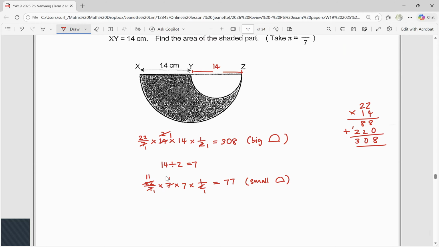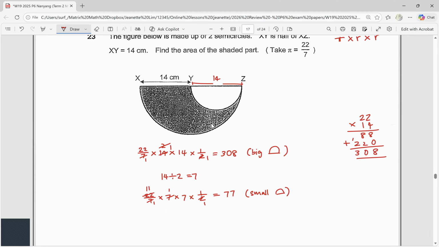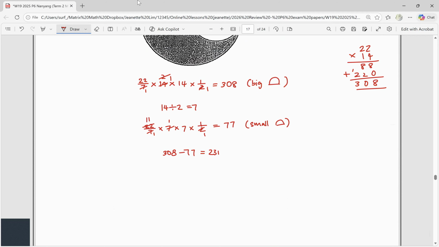Find the area of the shaded part, so big semicircle minus small semicircle. 308 minus 77. So 231. Squares here.